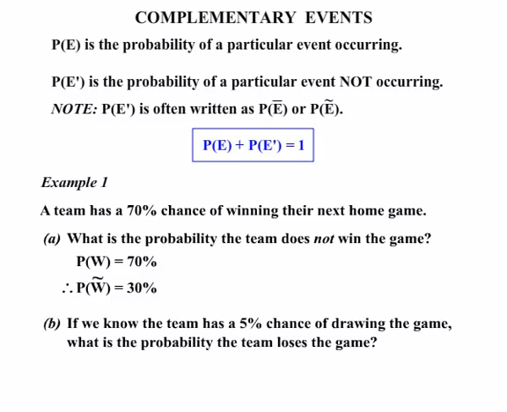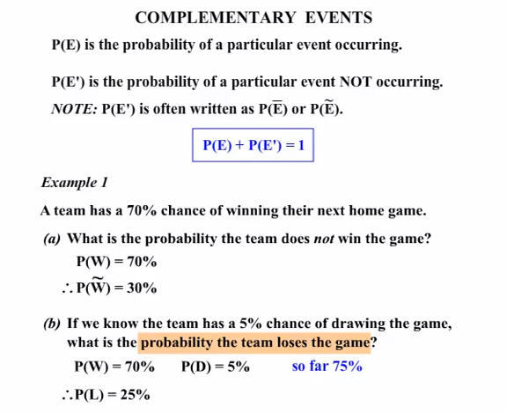We're told if we know the team has a 5% chance of drawing the game, what's the probability the team loses the game? Well, let's see what we've got. We've still got this here, the probability of a win is equal to 70%. We also know now though that the probability of drawing a game is equal to 5%. So the 70% and the 5%, so far we've got 75% of our probability taken up. So the probability then that the team loses the game will equal 25%. Once again, we know this because our 70% plus our 5% plus 25% is equal to 100%, or 1 whole.